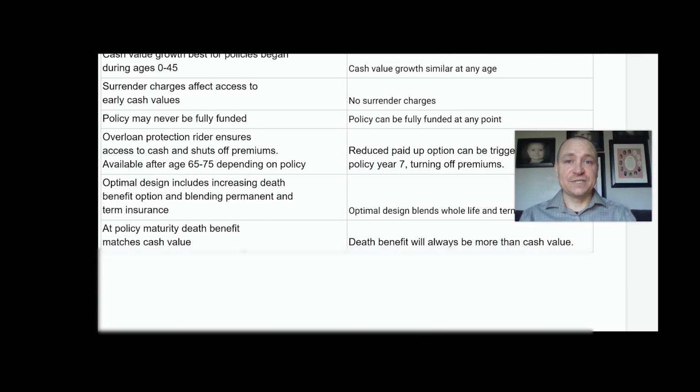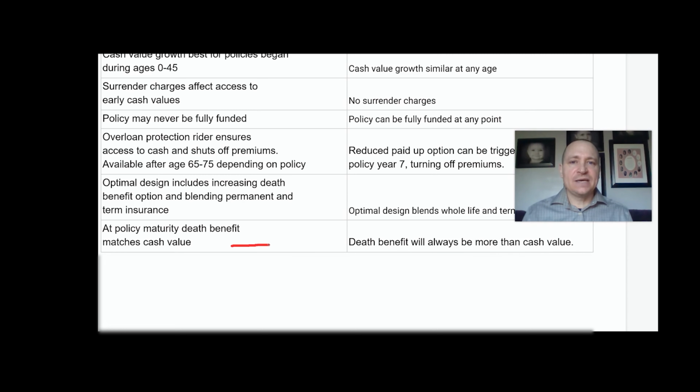And our last difference is in an index universal life policy, at maturity, your death benefit ends up matching your cash value. The way these policies are designed is eventually your cash value and your death benefit are going to match at some point, which is typically around age 95. Okay, now something to keep in mind. This is only in an optimally designed policy that those end up matching.